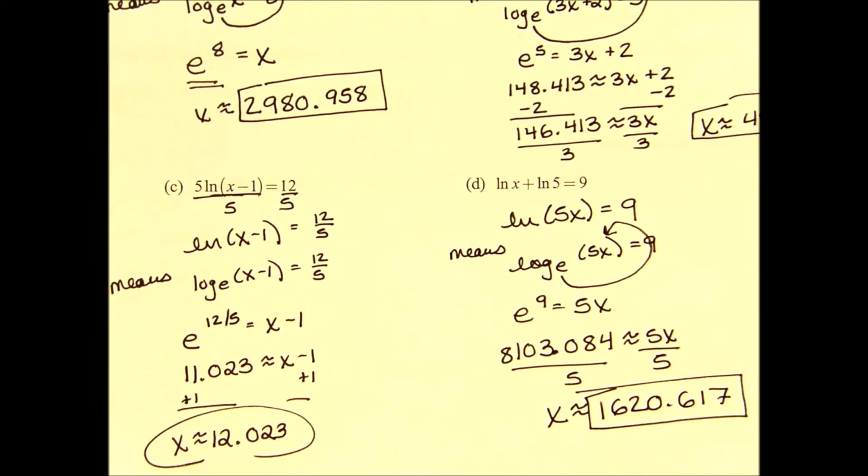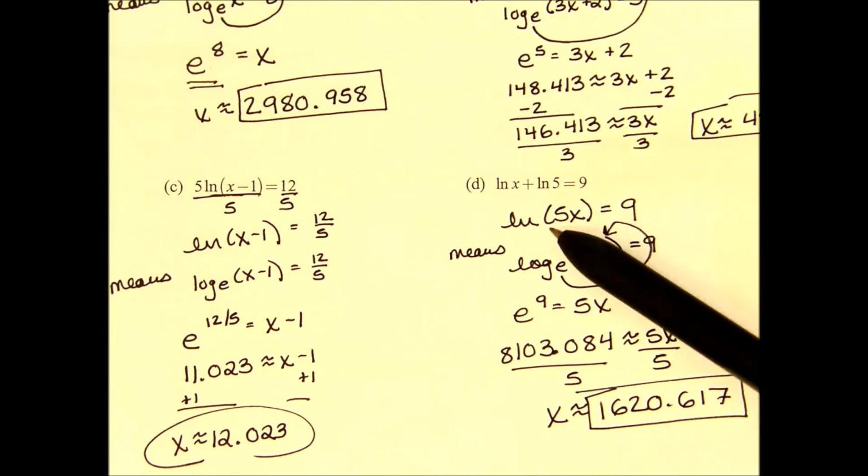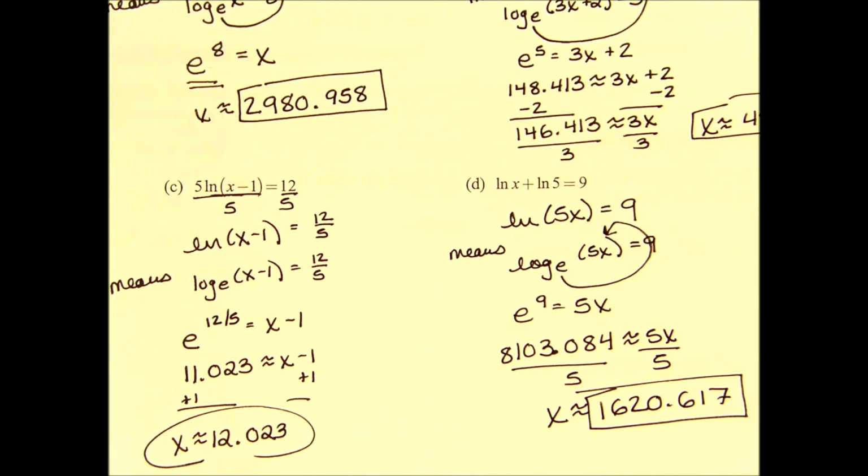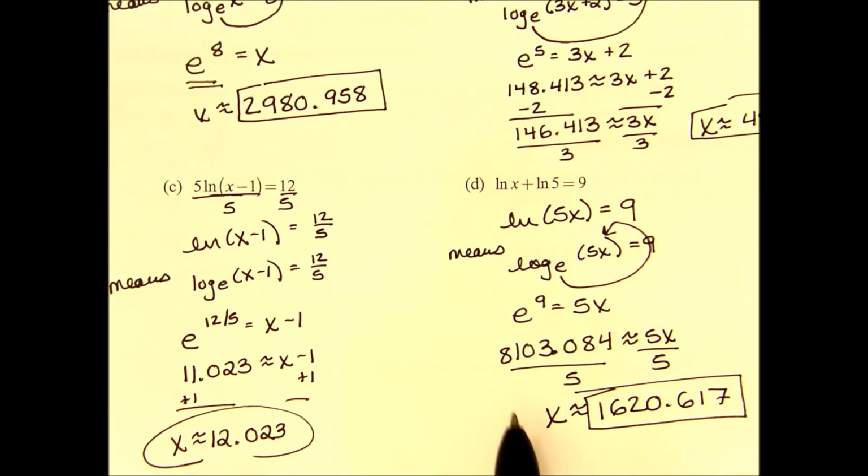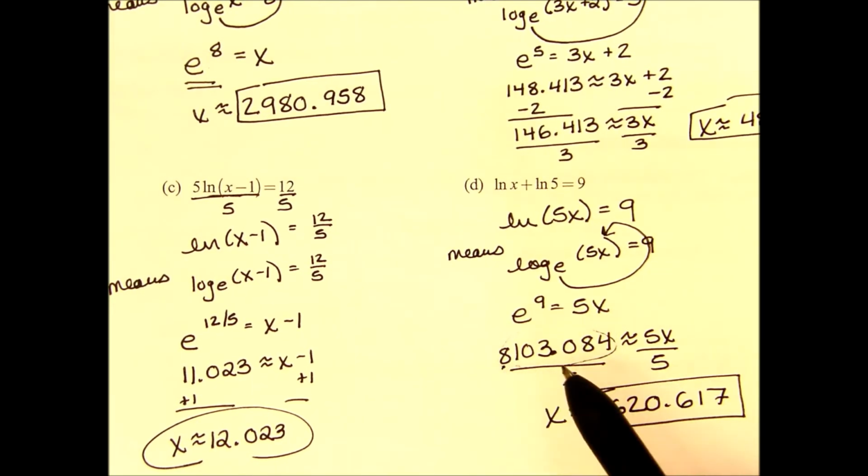Getting 1,620.617. By combining the logs, I got the natural log of 5x equals 9. Well, natural log means log base e, so this is log base e of 5x equals 9. Go into exponential form, e to the 9th equals 5x. Type in e to the 9th on your calculator. You're going to get 8,103.084 is approximately 5x. Divide both sides by 5, 1,620.617. And again, I'm not dividing this number that I rounded by 5. I'm dividing the whole e to the 9th that's still left on my calculator by 5.